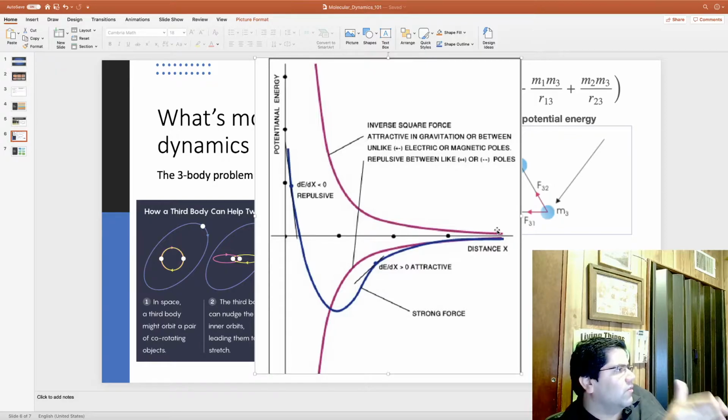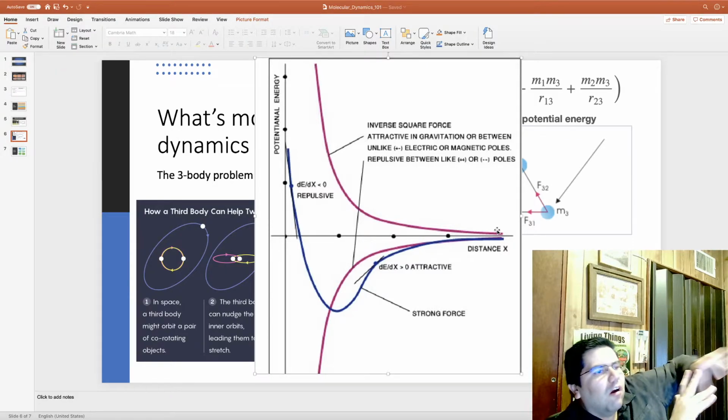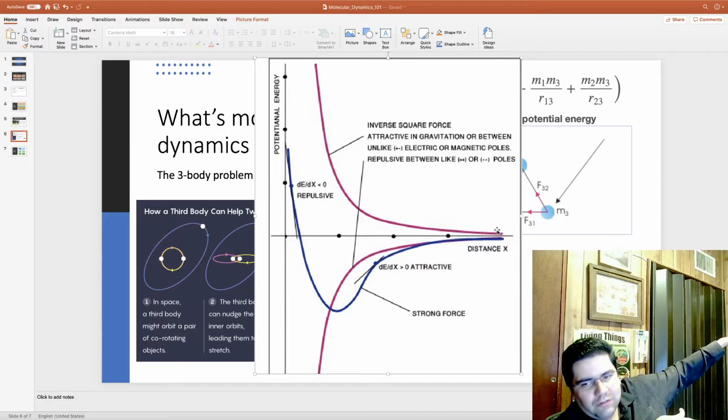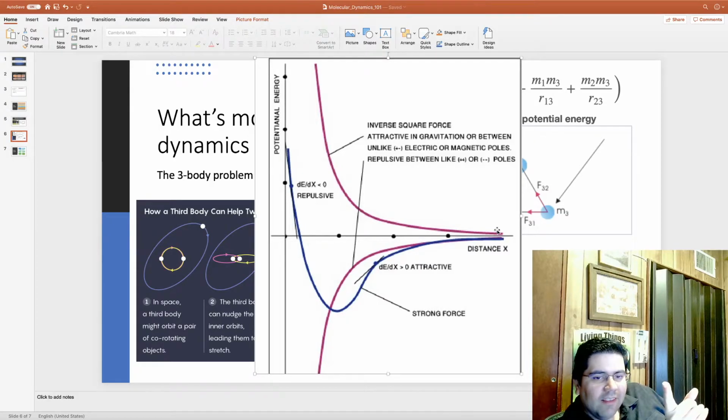What's gonna be your range of interaction, or how long is the range for the interaction? And after that, you cut it, and everything else is gonna be zero. Depending on the R cut that you use, the simulation is gonna change a lot.